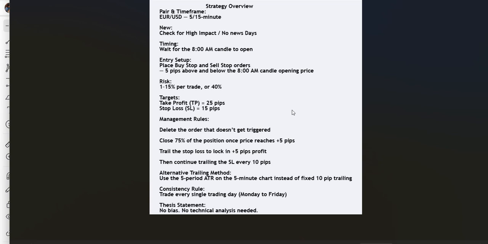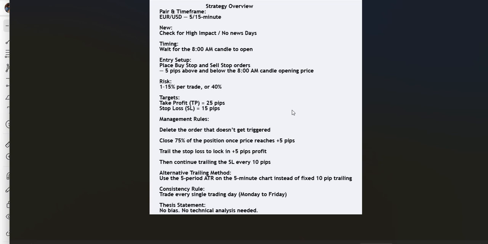So we're gonna wait for the 8 a.m. candle open on the 5 minute charts, right? We're gonna wait for 8 a.m. to happen, and then looking at the candlestick, it's gonna let us know what is the open price of that Japanese candlestick. Once you figure out the 8 a.m. candle open price, you quickly have to place a buy stop and a sell stop. You're gonna place a buy stop 5 pips above, and you're gonna place a sell stop 5 pips below the 8 a.m.